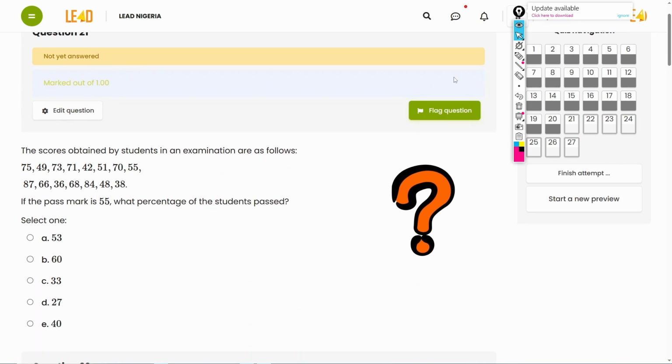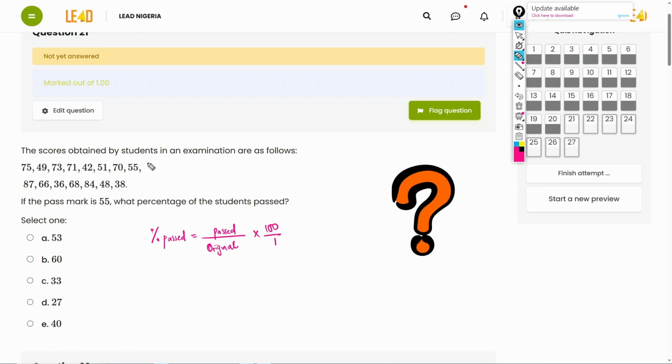All right. So the scores obtained by students in an examination are as follows. If the pass mark is 55, what percentage of students passed? Okay, so the percentage passed would be the number that passed over the original or total times 100. So just express the one that passed as a fraction and then multiply by 100.